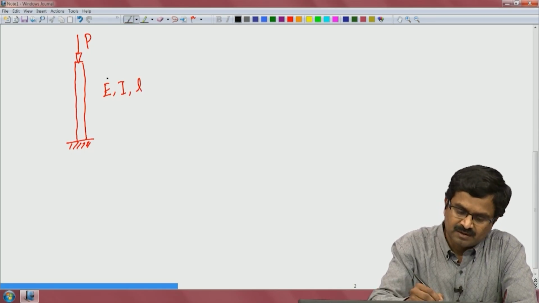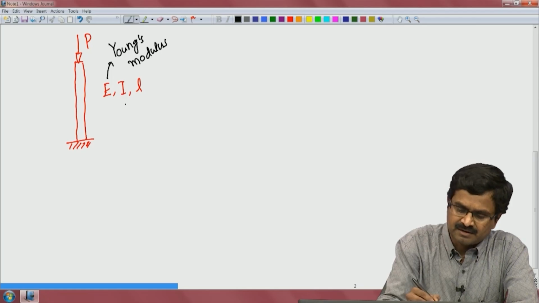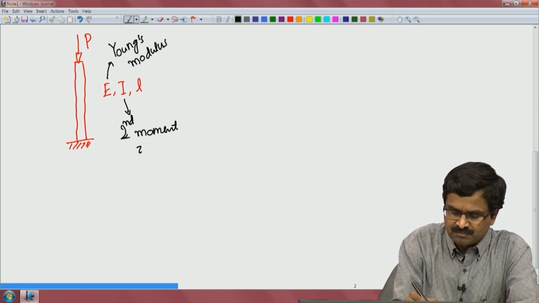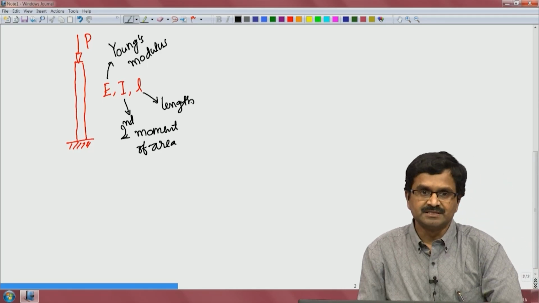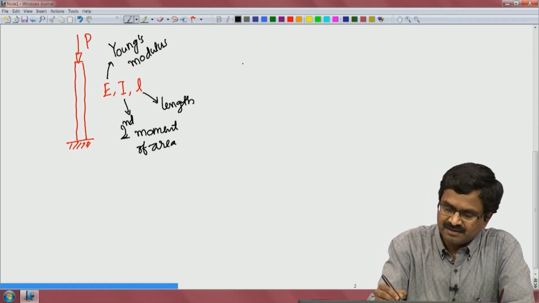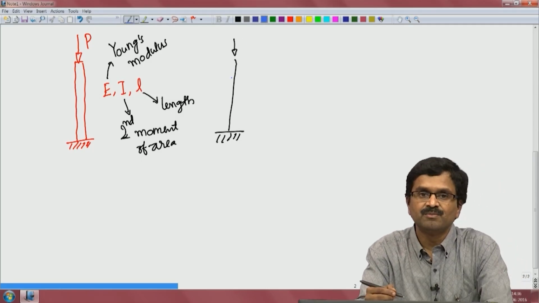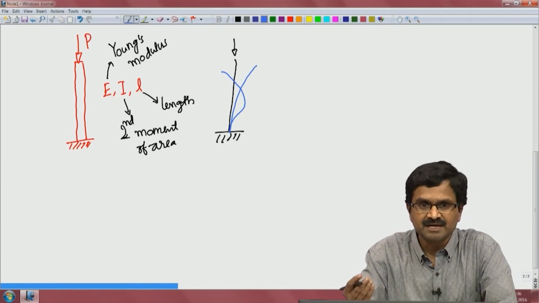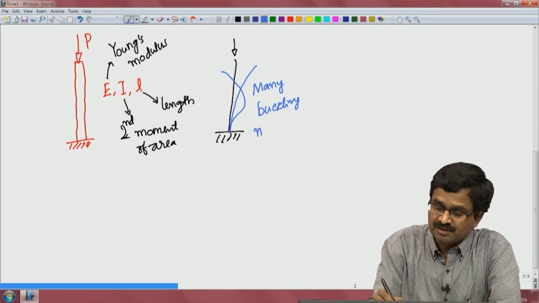This is Young's modulus, and this is second moment of area, and this is length. If you know these three, can you get at what load P the column will buckle? Buckling means that if the column is taken like this under the axial load, at some point it will not be able to stay vertical and just will buckle like that or like this, many other ways. When we say it is an eigenvalue problem, there are many buckling modes, we can call them mode shapes.